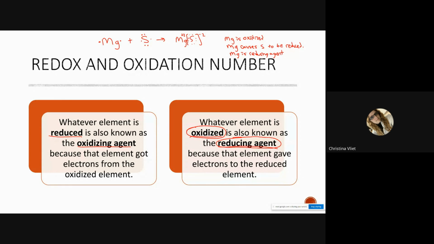Another way to memorize this: once you figure out what's oxidized and what's reduced, the agent is always just the opposite. So I would just remember that it's flipped around whenever you're looking for agents. That's why I said it ends up being confusing, because these terms are backwards. When you look at reducing agent and oxidizing agent, you're looking at the action on the other element. Because of this element, the other one was oxidized.